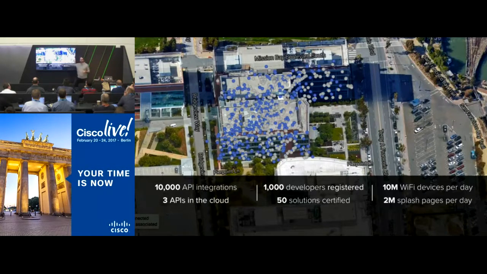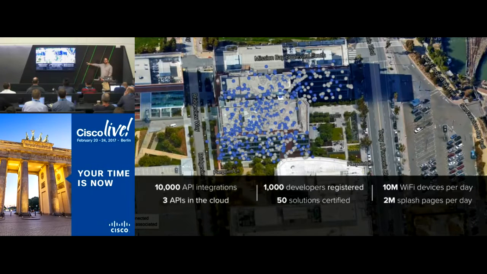We have 10,000 customers that are actually using these APIs, and there's only 3 APIs. They're very popular with our customers. And then there's 1,000 people who've already signed up on the site in the last year who want to be a developer, and there's only 50 that I've certified and say, look, I know your solution works for a customer. So we have this very elite group of solutions on that website.